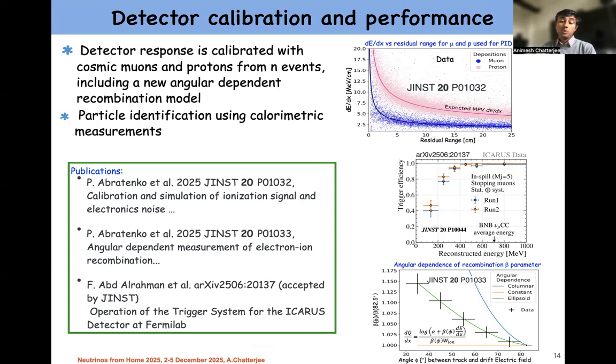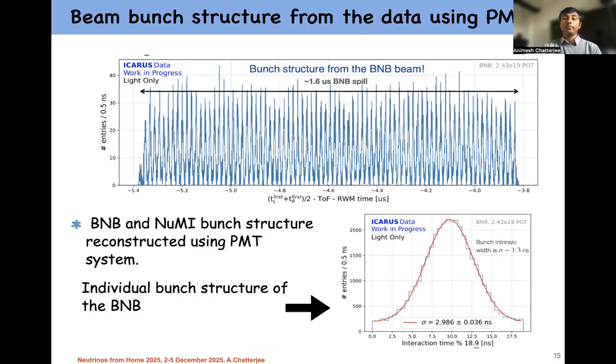As well, for the first time, we have shown during the calibrations the angular dependence of the recombination factor as a function of the angle between the track and the drift field. This is the list of the publications that came out from the calibrations and the performance of the detector system.